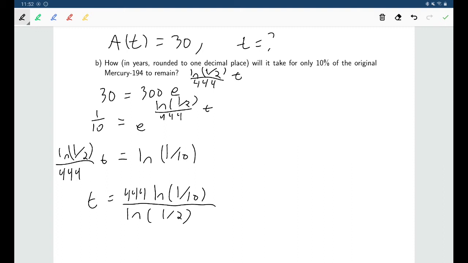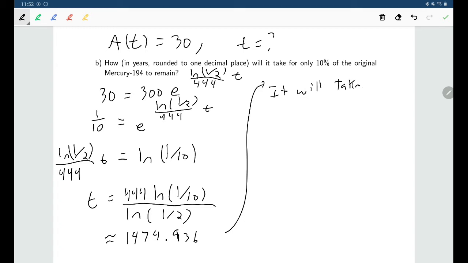And when I did that, I found that t is about 1,474.936. So rounded to one decimal place, 1,474.9. So it will take 1,474.9 years for only 10% to remain.